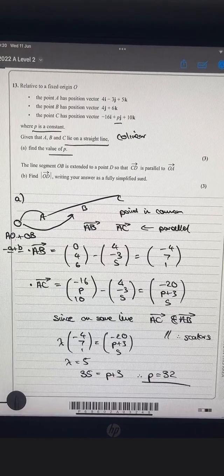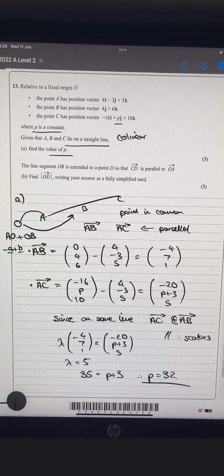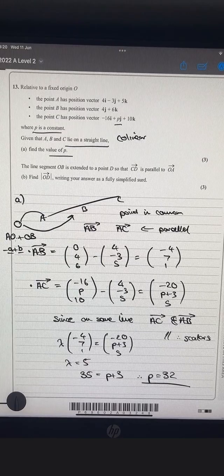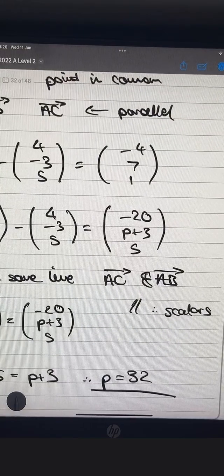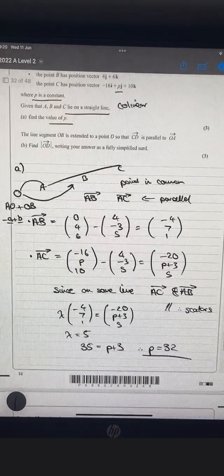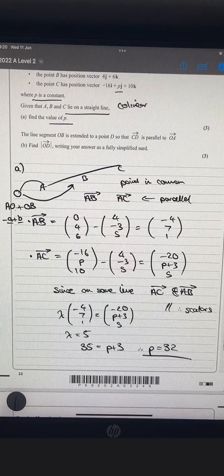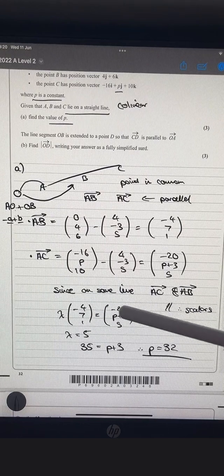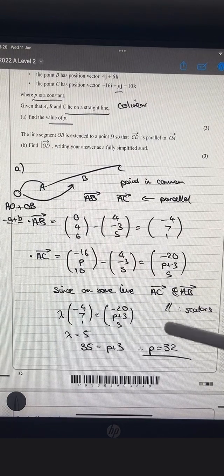What have you written about scalars? Oh, over here, I just wrote that AC and AB are parallel, therefore scalars. I'm very lazy when writing words. That's what that bit means. Since on the same line, AC and AB are parallel, right? Because they're on the same line. They're parallel, right? Same direction, and they're scalars.